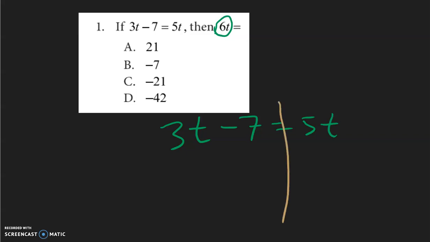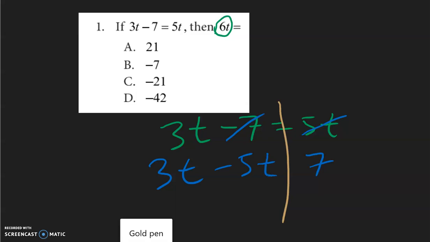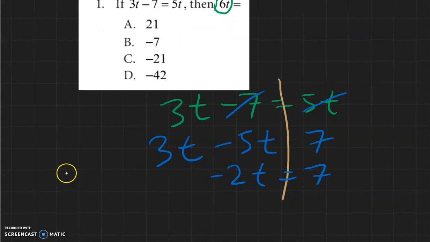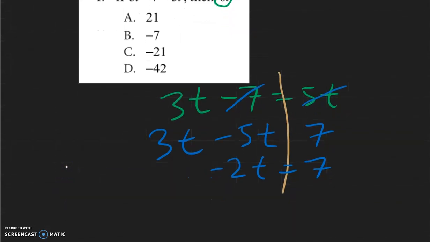This 3t, because it has a variable, stays on the left side. This negative 7, let's move it so it becomes a positive 7 on the right side. And this 5t moves over here, becomes negative 5t. And so 3t minus 5t is negative 2t. And here we have 7. Now, to solve for the value of t, we just need to divide by negative 2 on both sides. So we get this fraction, negative 7 over 2 is the value of t.